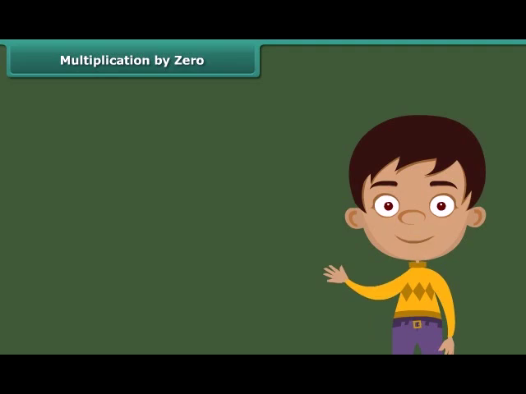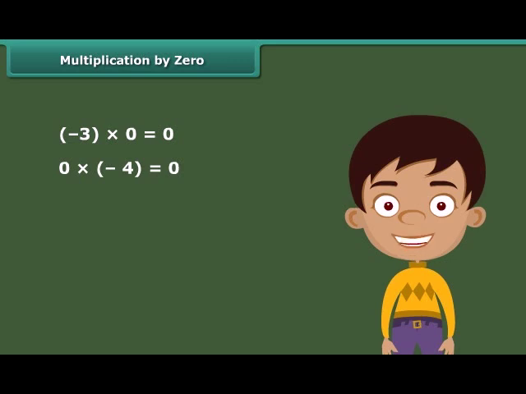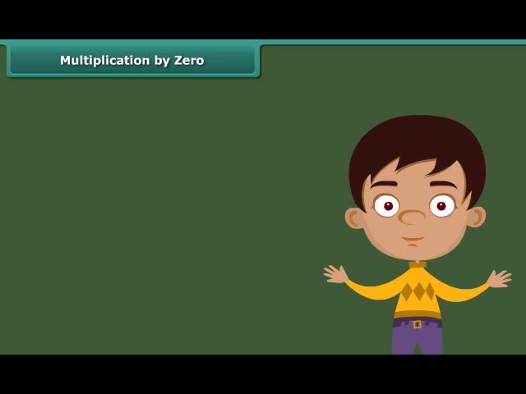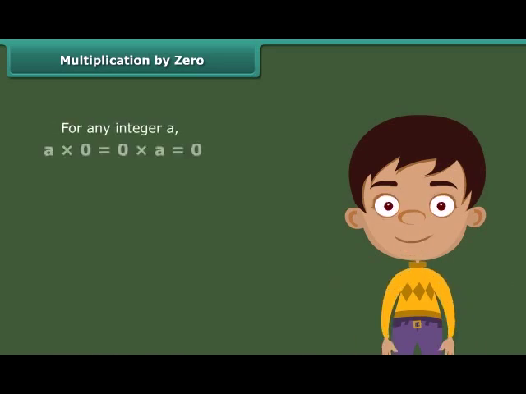The product of a negative integer and 0 is 0. For example, minus 3 into 0 equals 0, 0 into minus 4 equals 0, minus 5 into 0 is equal to 0, 0 into minus 6 is equal to 0. In general, for any integer a, a into 0 is equal to 0 into a, which equals 0.